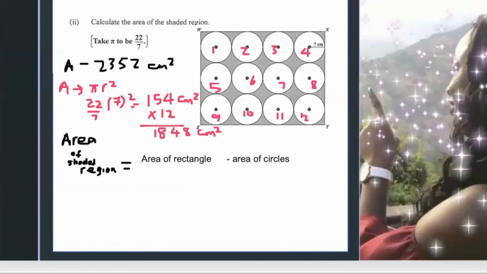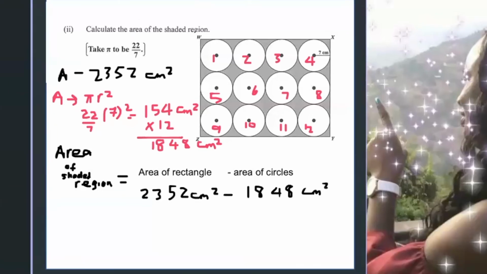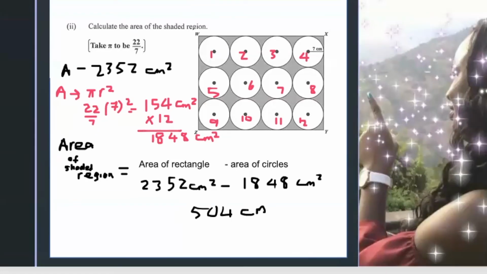So to find the area of the shaded region, I will have the area of the rectangle, which is 2,352 centimeters square, minus 1,848 centimeters square. Now subtracting this, my answer will be 504 centimeter square.